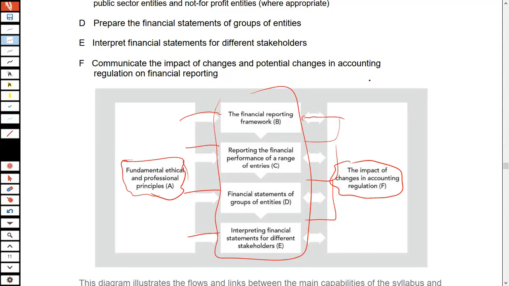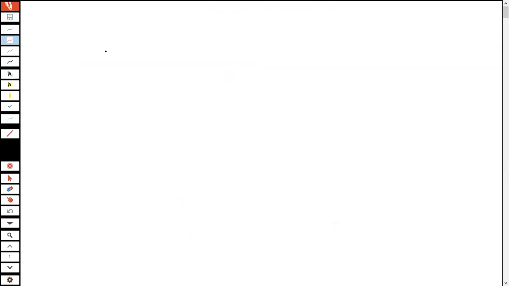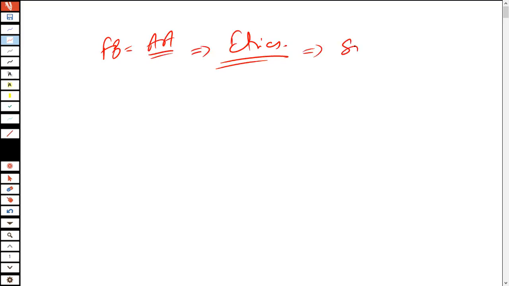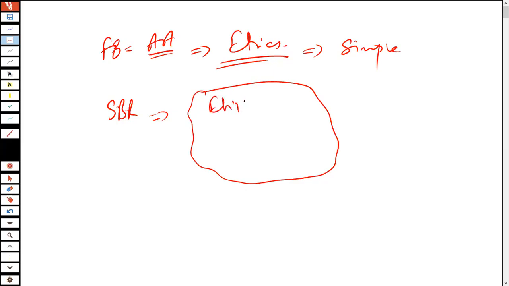Anyways, so now, what is this fundamental and ethical principle? That is something we're going to talk about now. When you study at F8, the audit and assurance paper, you do study the code of ethics, but it is examined in simple scenarios, not in very technical scenarios at the F8 level. But at this SBR level, the examiner presents to you an ethical dilemma, an ethical issue, and that issue usually has an implication upon the financial reporting that the entity does.